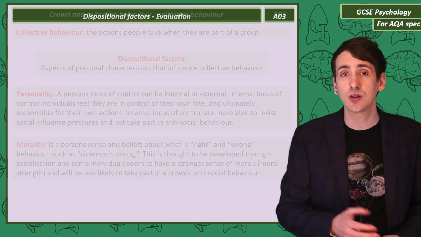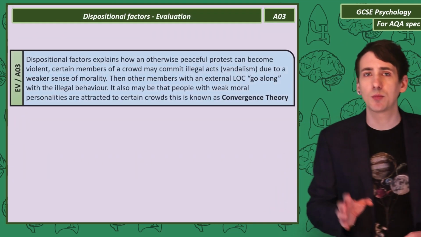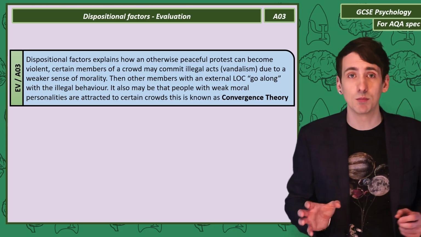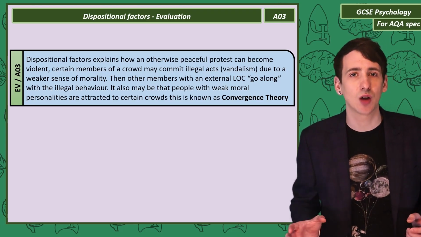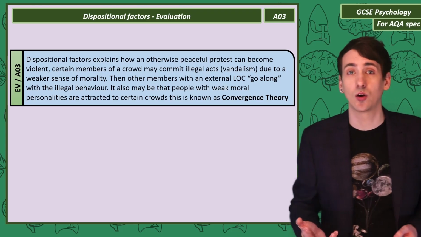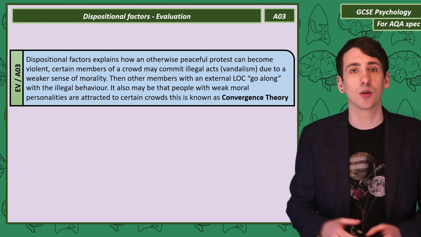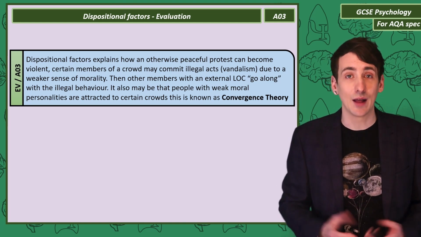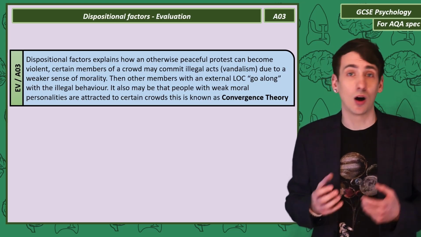To evaluate dispositional factors, the theory does explain how what was a peaceful protest can turn violent. Some members with weak morals commit antisocial actions, and those with an external locus of control go along with the behaviour. We can also explain violent crowds with convergence theory, and that's that people with weak morals are attracted to violent crowds.